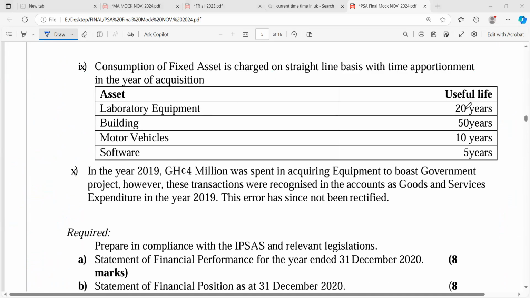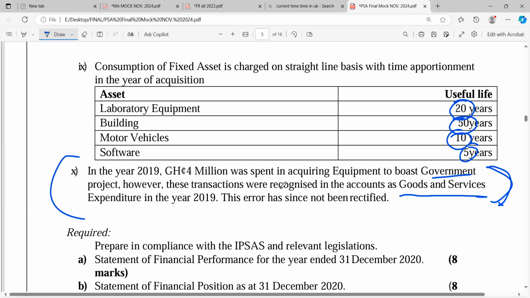Consumption of fixed assets. This one is the depreciation you calculate. All goes to consumption. This note, don't worry, we have solved this note before in class. In 2019, the hospital acquired 4 million equipment to boost government projects at the hospital. However, this transaction was recognized in the account as what?